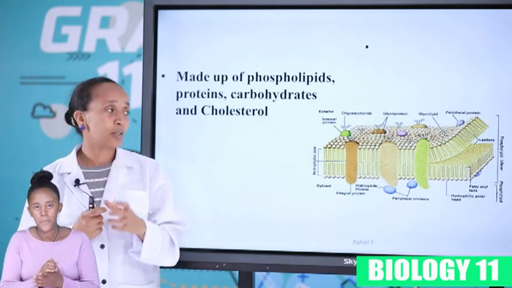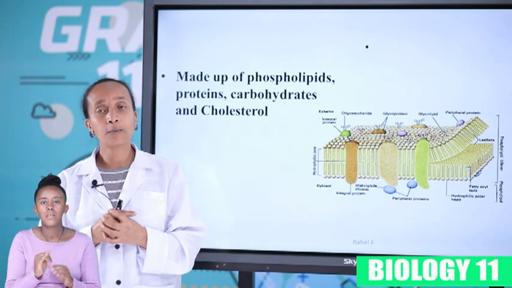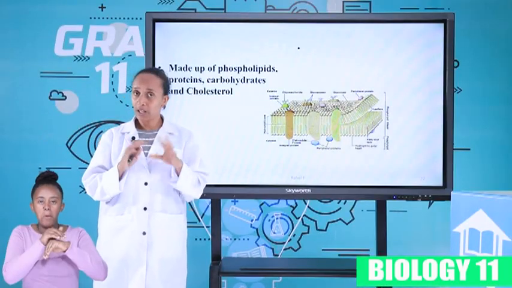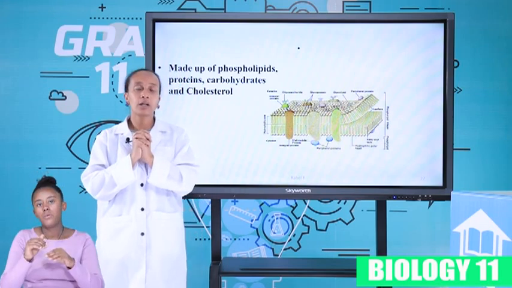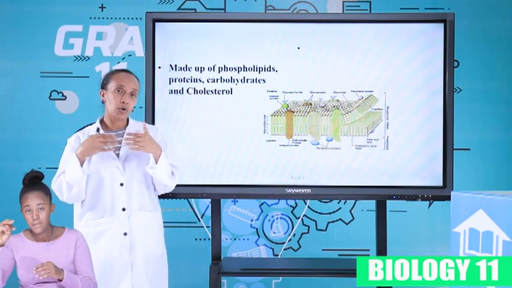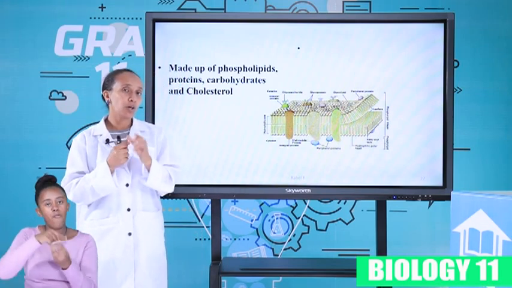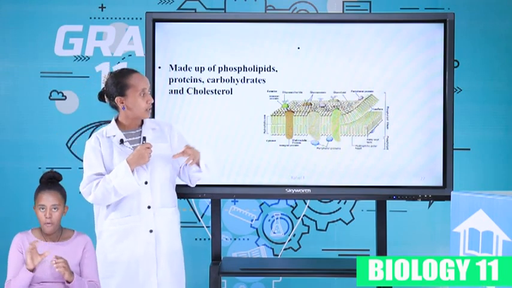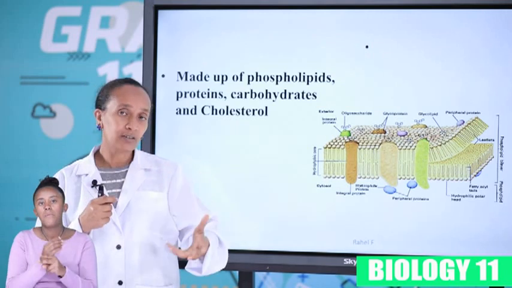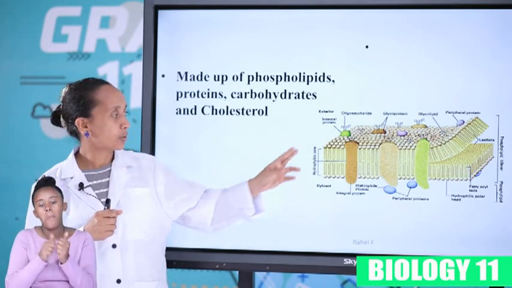And the other structure is the cell membrane, which is also found in every cell because it contains all the cytoplasmic content, and it separates the cell from its environment. So you have to see the structure of the cell membrane that makes it selectively permeable because of the presence of these different components.